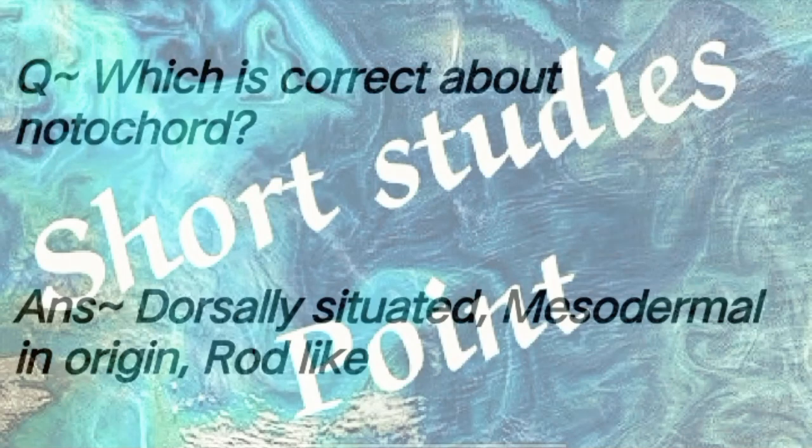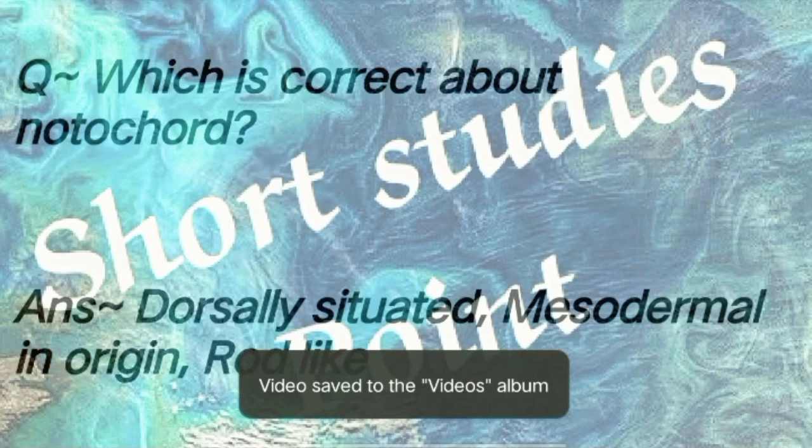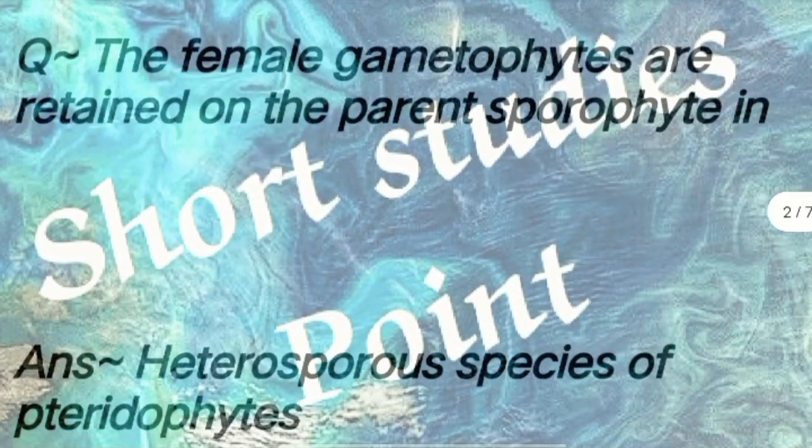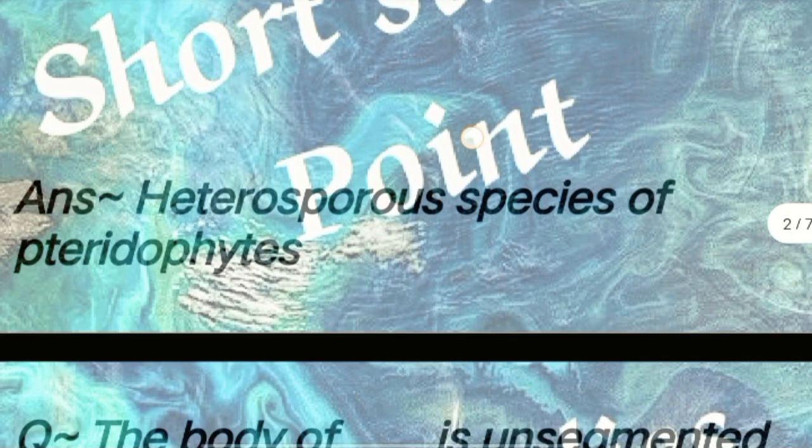Question: Which is correct about notochord? Answer: Dorsally situated mesodermal rod-like organ. Next question: The female gametophytes are retained on the parent sporophyte in? Answer: Heterosporous species of pteridophytes.